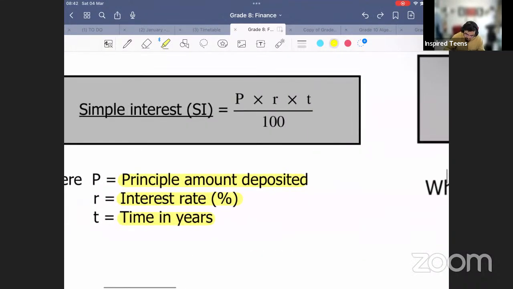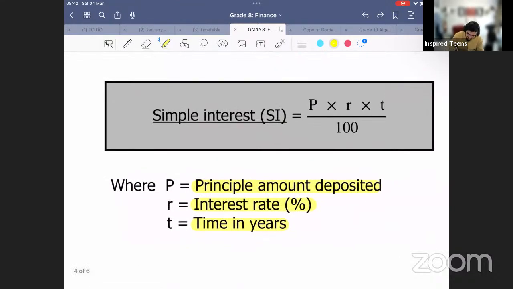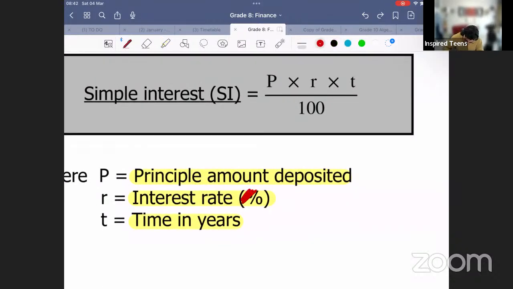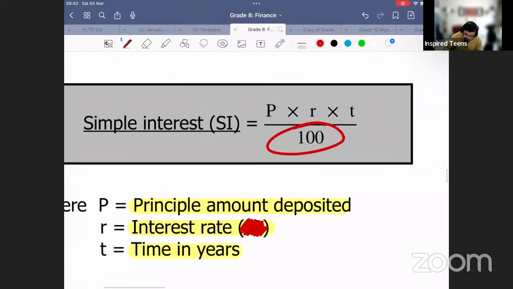So simple interest, again, P times R times T. What is P? P is the principal amount deposited, okay? Once we go through this formula, then we'll explain P one more time. R is the interest rate in percent. Actually, R, you don't use percent. When you're using R in this formula, you don't use the percentage sign. If it's 15%, you just put it as the number 15, because dividing by 100 accounts for the percentage, okay?